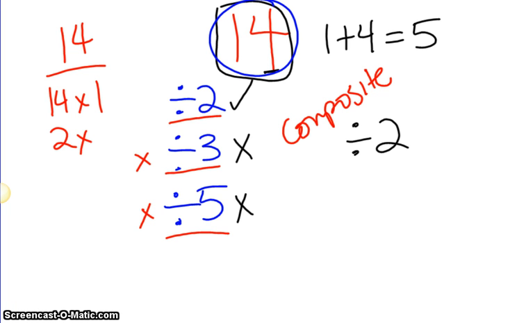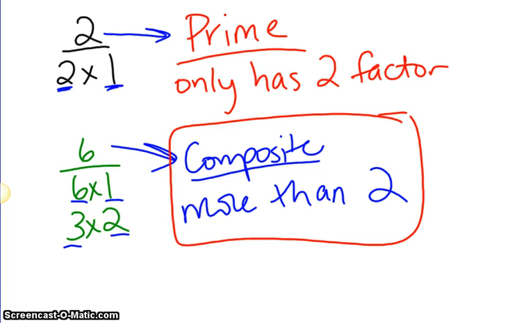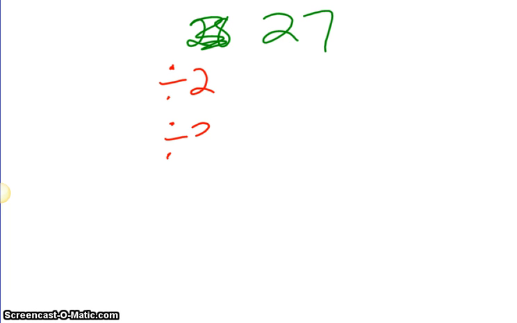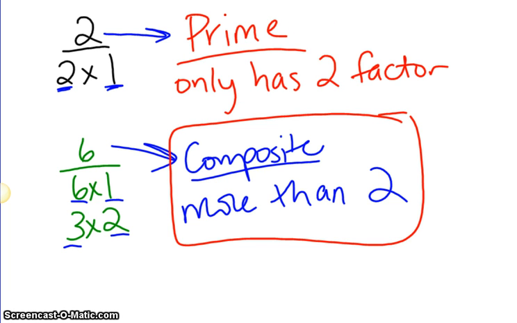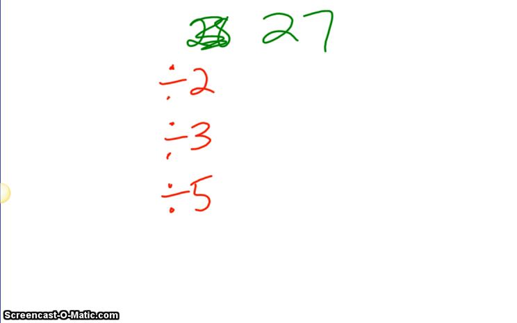So let's do another number. Let's do 27. Okay, we got our divisible by 2, divisible by 3, divisible by 5. I want to see if 27 is prime or composite. If it's prime, that means it only has 2 factors. So if it's prime, it's not going to match any of these rules. So let's see. The 2 rule.